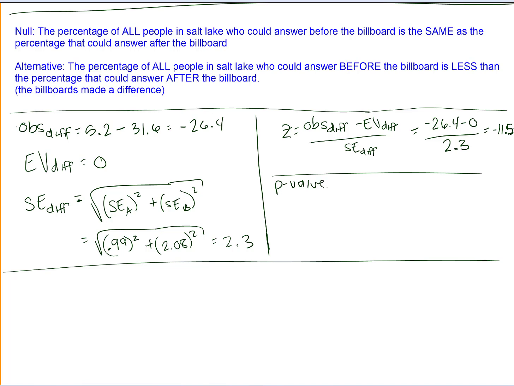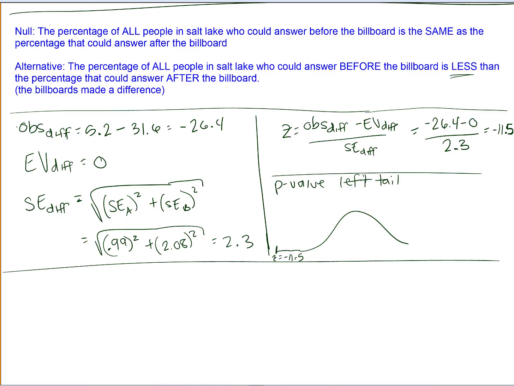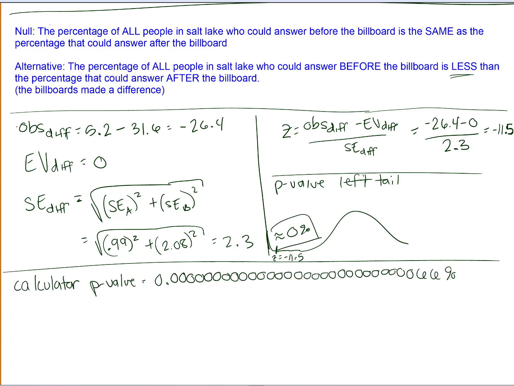So my p-value, because we did less than up here, I'm going to look for the area in the left tail. And it's going to be really, really far off the charts. So negative 11.5. If I pull up my charts, remember Z only goes to negative 4 and your area is already almost at 0. So by the time we get to negative 11, my p-value is going to be about 0%. Just for fun, I put this into my computer to see what the true p-value would be, and it is 0.00. That's 0.28066%. As you can see, that is an incredibly, very, very small p-value.